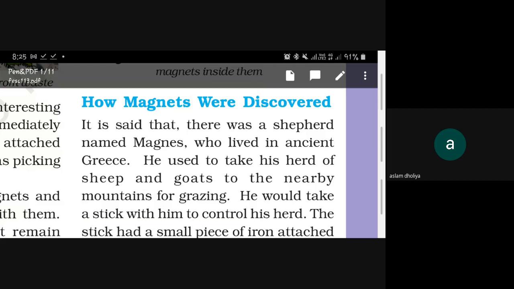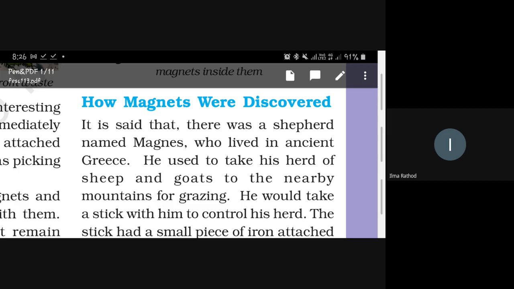Now, who will read? Yes, I want a new name. Who will read? Please give me your name and start reading. Yes, who will read? Ma'am, can I read? Your name? Ilma. Yes, Ilma, start reading.